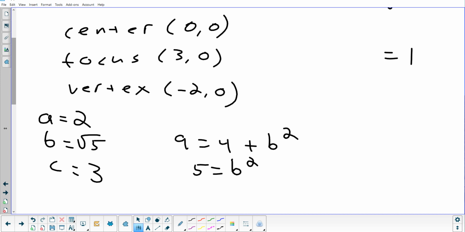Matt, on the left-hand side, what does the equation of a hyperbola have between the two fractions, a plus or a minus? Minus. Yep, it's going to be a minus.